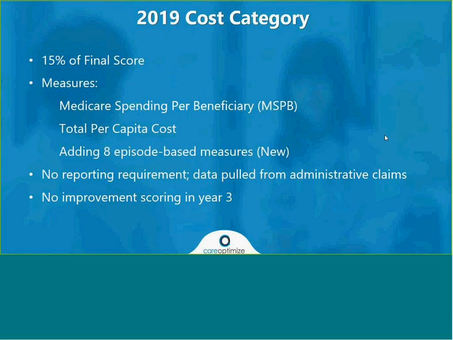And the measures that are used, again, same as last year. The MSPB and the total per capita cost, those are not changing. They are going to add 8 episode-based measures. That is new. And there's going to be a case minimum of 10 for procedural episodes, and 20 will be the minimum for acute inpatient medical episodes.